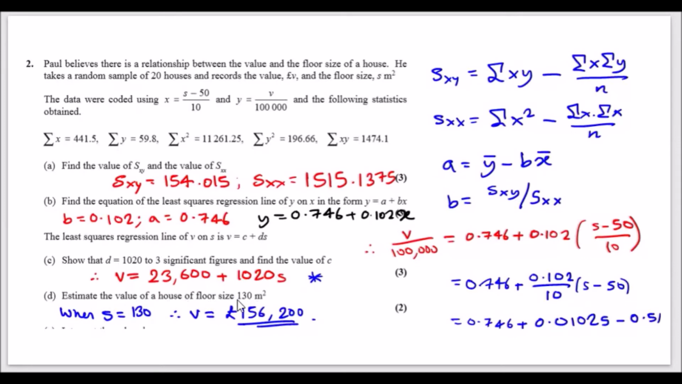Now D, estimate the value of a house with floor size 130. One thing to know about this question is that you just plug in a value. So the floor size is 130. If we look back at the top of the first paragraph, it states that the floor size is given by S. So just replace S from part C with 130. So you get 23,600 plus 1,020 times 130, and you should get this result: 156,200 pounds. Okay, all good. Now let's move on to the next slide.